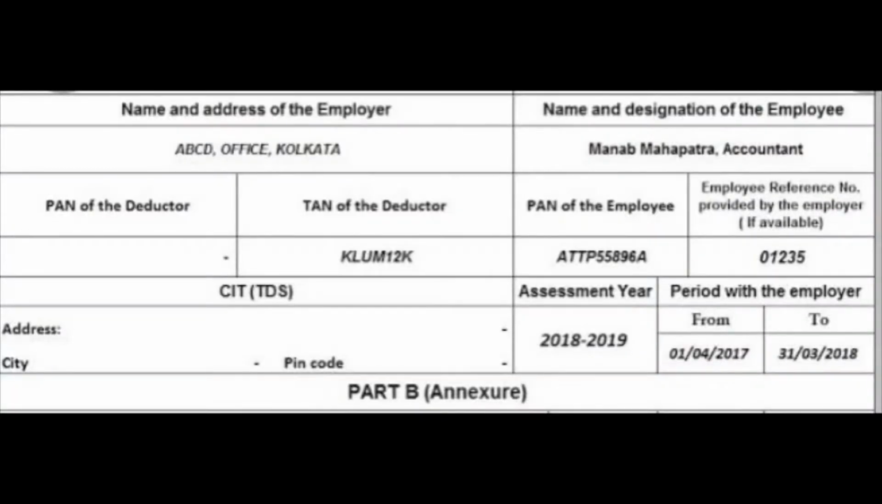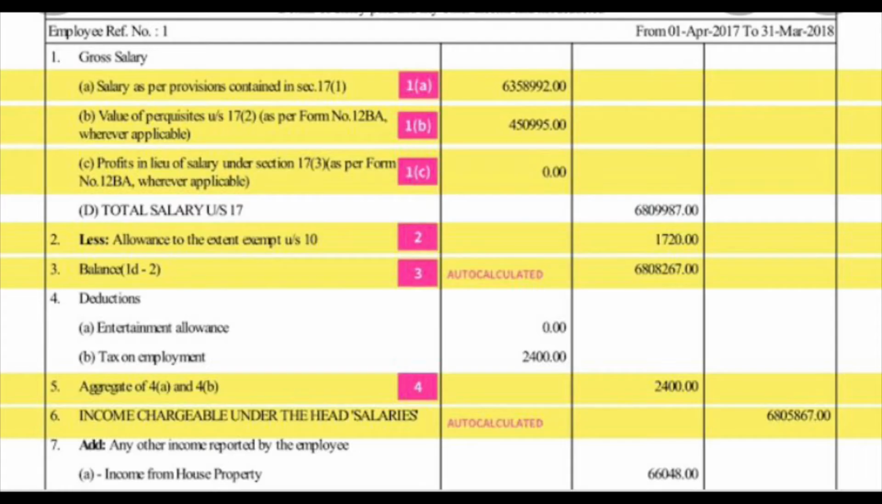Let us go to part B of Form 16. Part B of Form 16 starts the same way as part A and has the identification details of the employer and the employee. Then as we come down, there is another table which basically gives the details of the salary paid and any other income and the tax that is deducted against it.